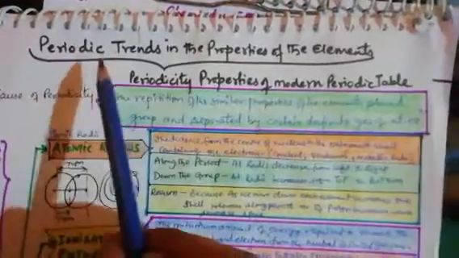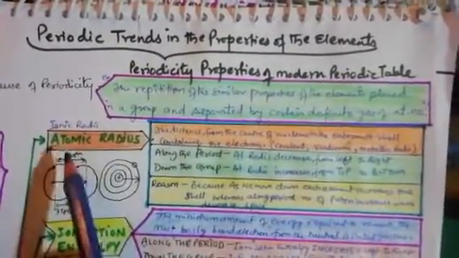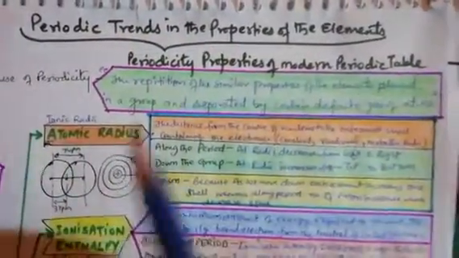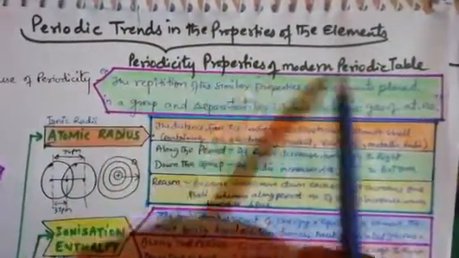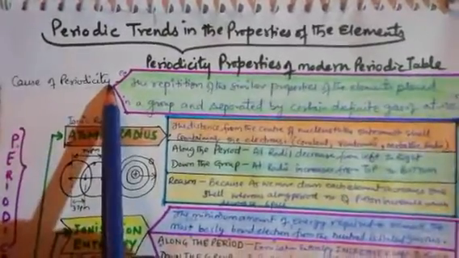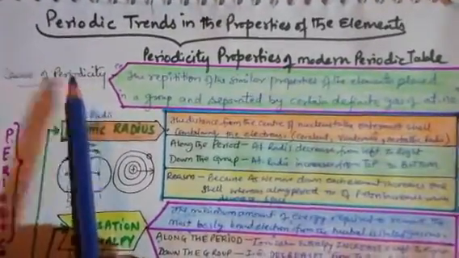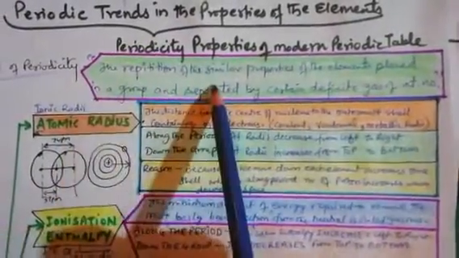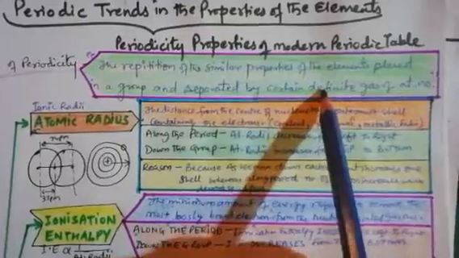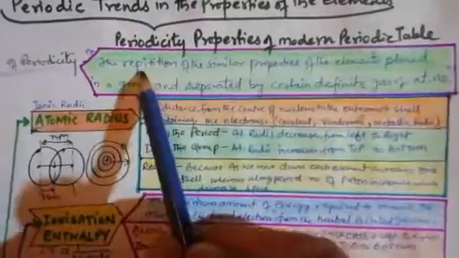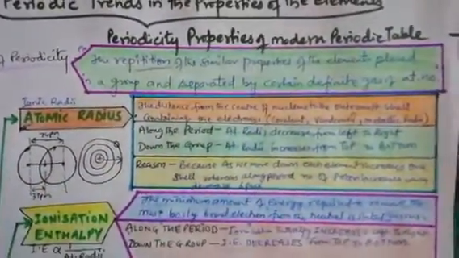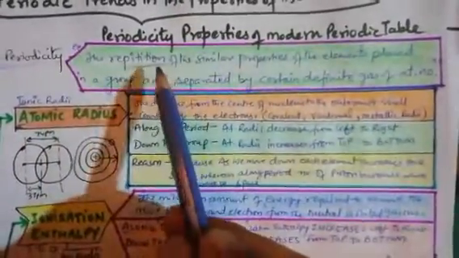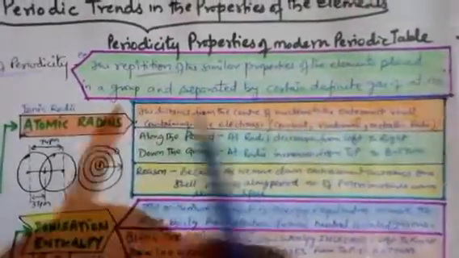Now, my dear students, once we know the basic characteristics of the modern periodic table, we need to discuss the periodic trends in the properties of elements. It means the basic properties of the periodic table. The periodicity of properties in the modern periodic table has a cause. What are the basic causes of periodicity? It is the repetition of similar properties of elements placed in a group and separated by a certain definite number. That is the best contribution of the modern periodic table: we get the repetition of similar properties of elements placed in a common group.